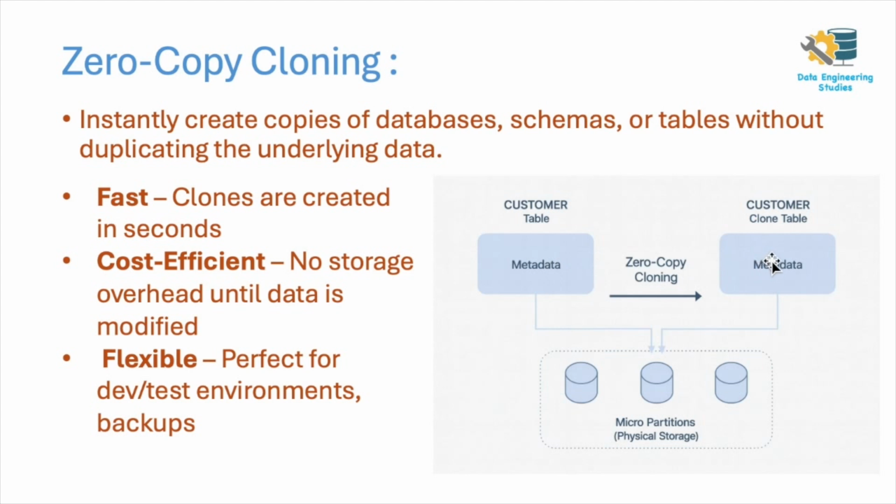Only if changes are made to the clone or the original data, Snowflake uses the copy on write mechanism and stores only the modified data separately. This architecture enables instant cloning, cost efficiency, and a safe environment without affecting the source data. So what really happens when we do the cloning?